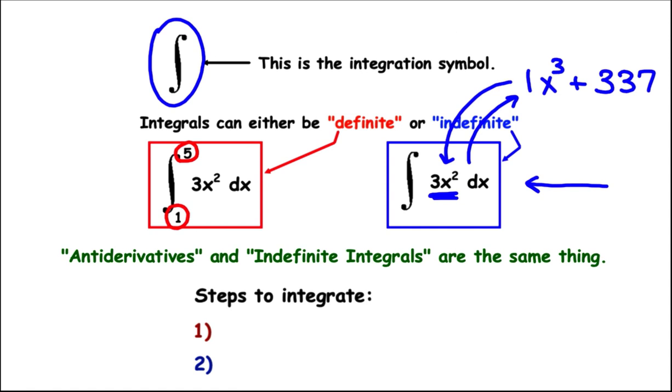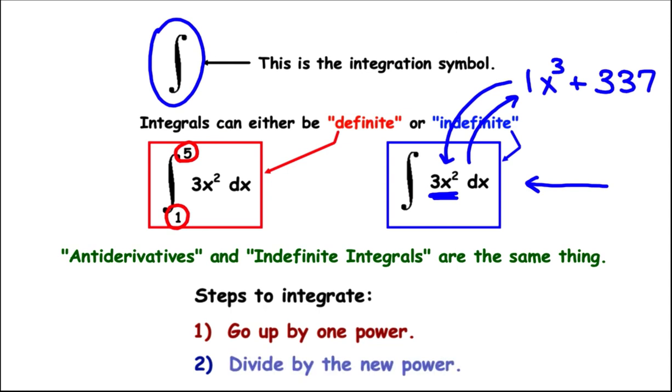How do you take an integral or an antiderivative? Well, there's two easy steps. Step number 1 is you go up by a power. And that should make complete sense because after all, when you take a derivative, you go down by a power. So you're heading backwards. And step 2, you want to divide by the new power. And that's it. That's exactly what we did here.